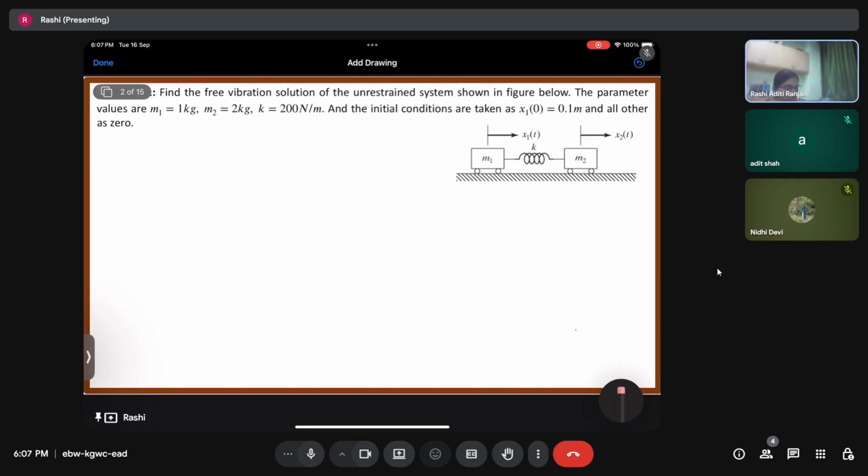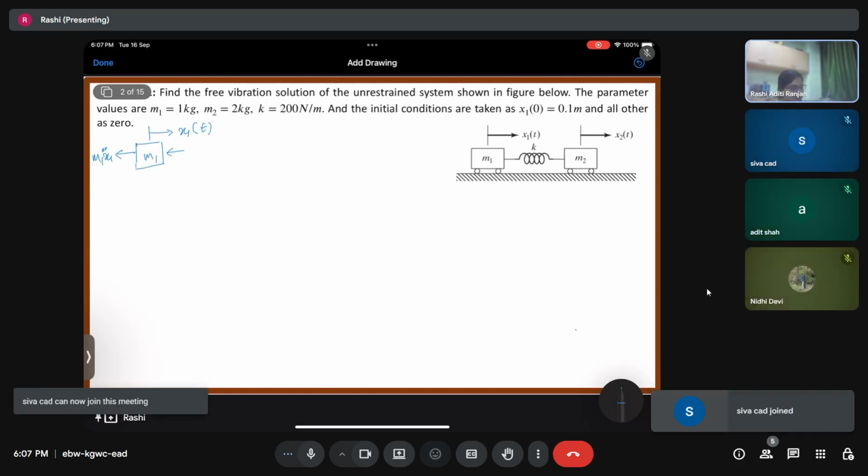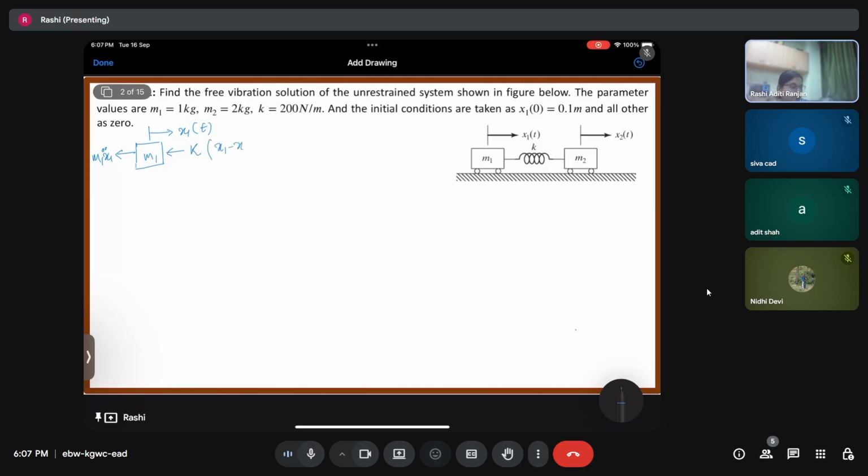So for mass m1, we have the movement x1 of t. Because of this, inertia force is going to act, m1 x1 double dot, and then force due to the spring is going to act, which is going to be k times (x1 minus x2), because the spring force is going to be dependent upon the relative displacement between the mass m1 and m2, not the absolute displacement. Okay.